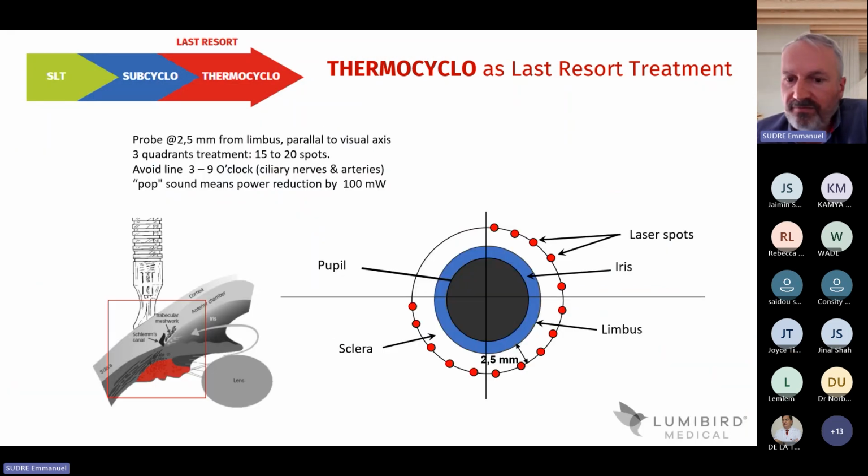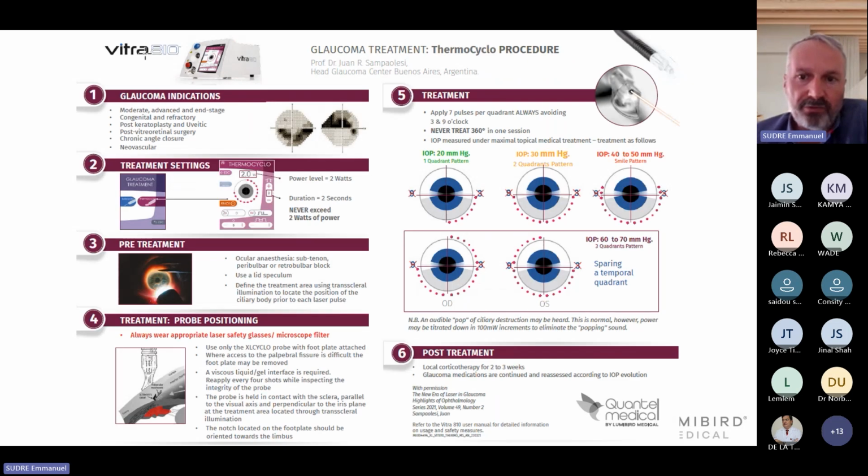So at 2.5 millimeters from the limbus, more or less, we apply the probe to deliver some spots, usually 2 watts, 2 seconds, until we get the pop effect, and then we reduce the energy a bit to avoid tissue destruction. So we have a protocol available as well. We'll not detail it today.